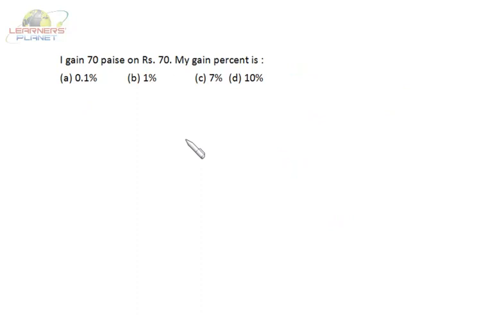Now let's see this question. I gain 70 paisa on rupees 70. What is my gain percent? First of all, before making any sort of comparison, both the quantities should be in same unit. Here, two quantities are there, paisa and rupee. So first of all, let them be in same unit. So 70 paisa by 70 rupees. So 70 rupees means there will be 7000 paisa, and calculate the percentage. So it's 1% gain.